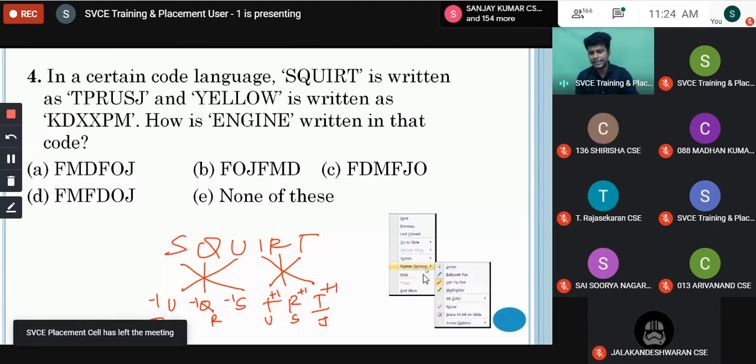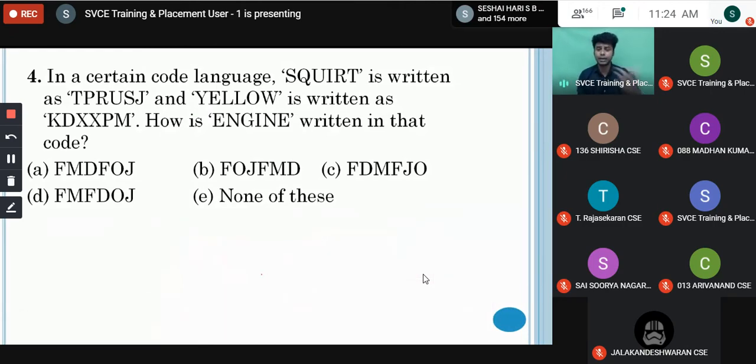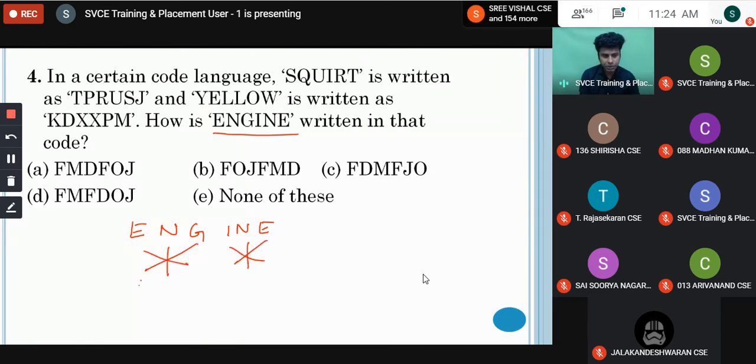So this is a different logic. These kinds of n number of logics we have. That requires a lot of practice to understand. So now we are going to solve this problem. Engine. Listen carefully. Engine. First split it into two halves. So G will come here, N, E, like that. E, I and N. Now minus 1, minus 1, minus 1, here plus 1 and plus 1. Now G minus 1 will give you F and M and D, F, O and J. So the answer is F, M, D, F, O, J.